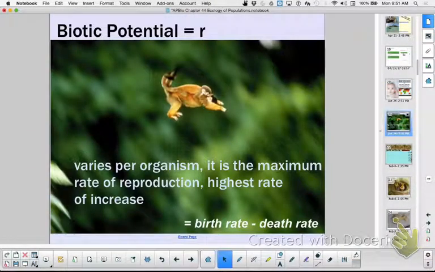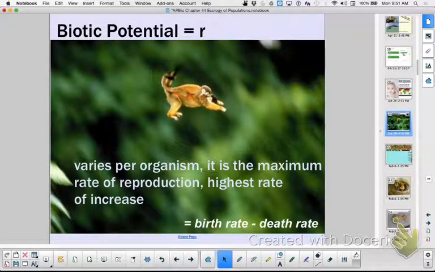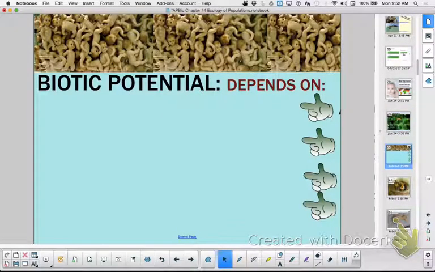Now, when you talk about biotic potential, this is R, which is what you just calculated here, right? Birth rate minus death rate over the total population size is R. When you talk about R, your maximum is going to vary per organism. Do you see the baby hanging onto the mama's back? Here's the baby right here, hanging onto the mom. It varies per organism. R max is the maximum rate of reproduction, the highest rate of increase.